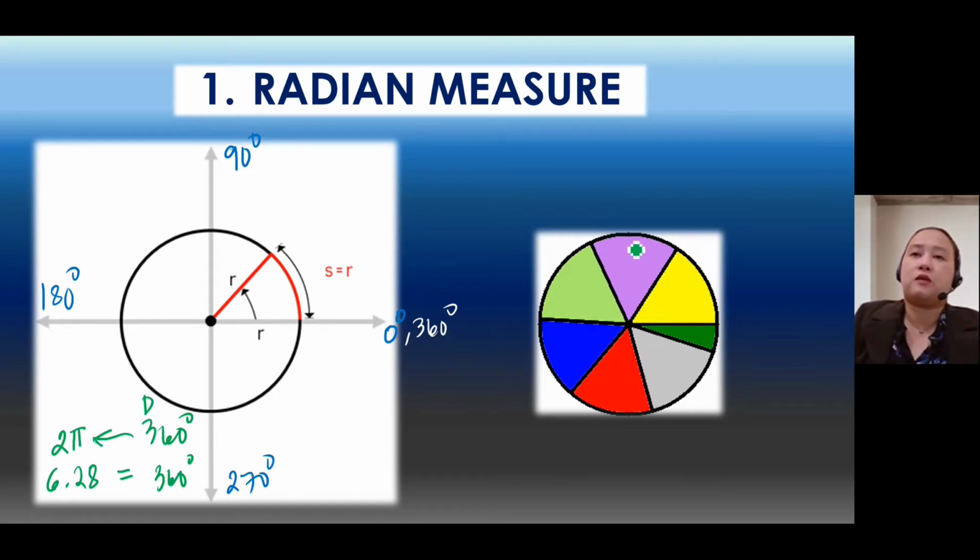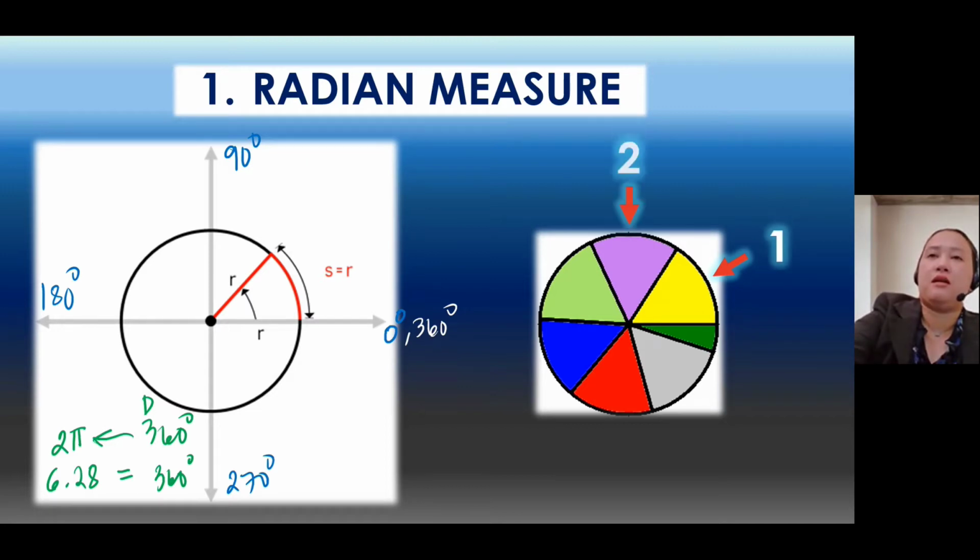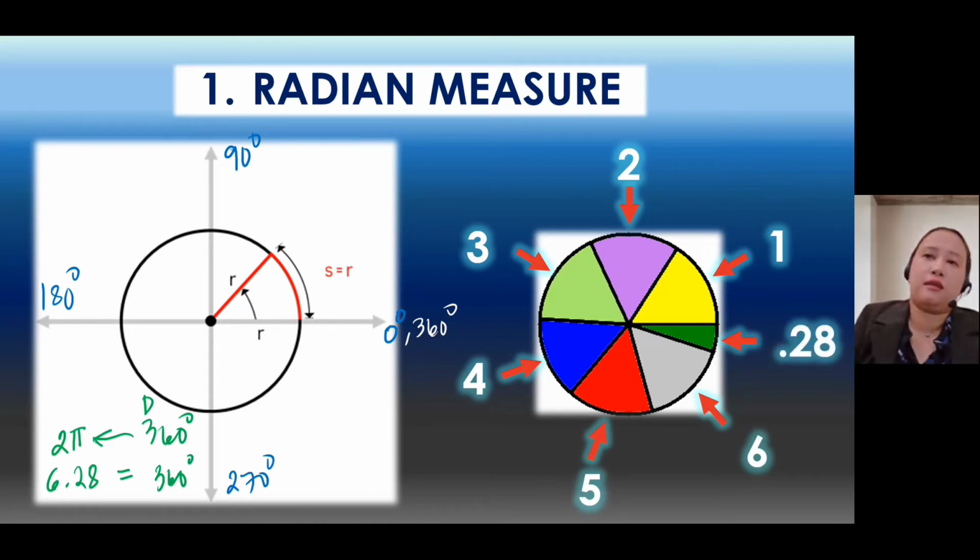So let us take a look at the circle. How can the 6.28 be shown here? The yellow is the first, purple is the second, yellow green is the third, blue is the fourth, red is the fifth, gray is the sixth, and then the green is the 0.28. So a full revolution in terms of degrees is 360 degrees. In terms of radians, it is 6.28, knowing that pi is 3.14 in two decimal places. So if you have 2 pi, it is 6.28.